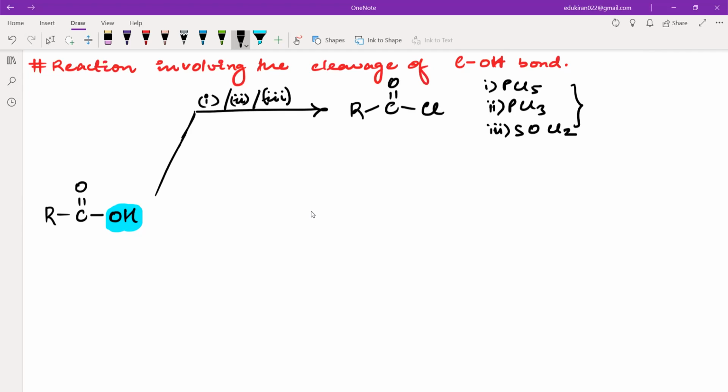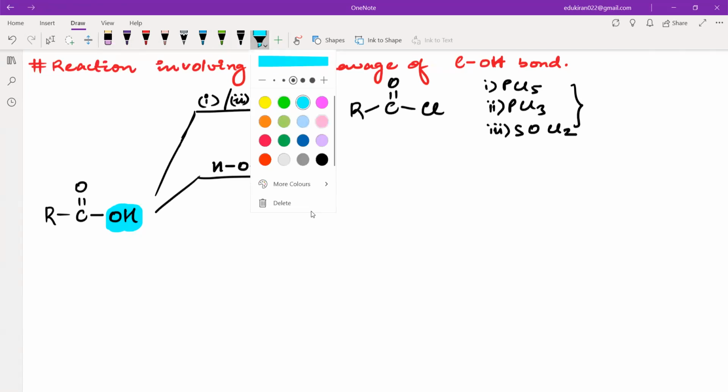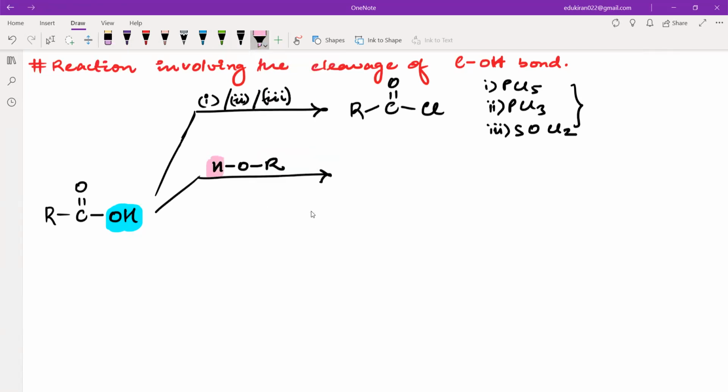Next is the formation of esters. Right, next. In the formation of esters, you will have to react this with any alcohol. So we have H, O, and then there is R. Now you can see that this OH will be attacking on this hydrogen, and what is going to happen? They will be forming water molecules.